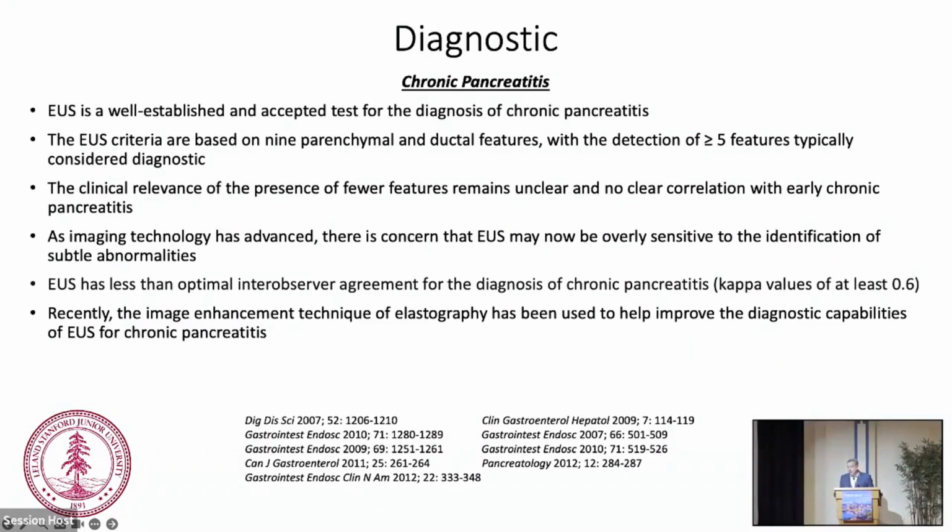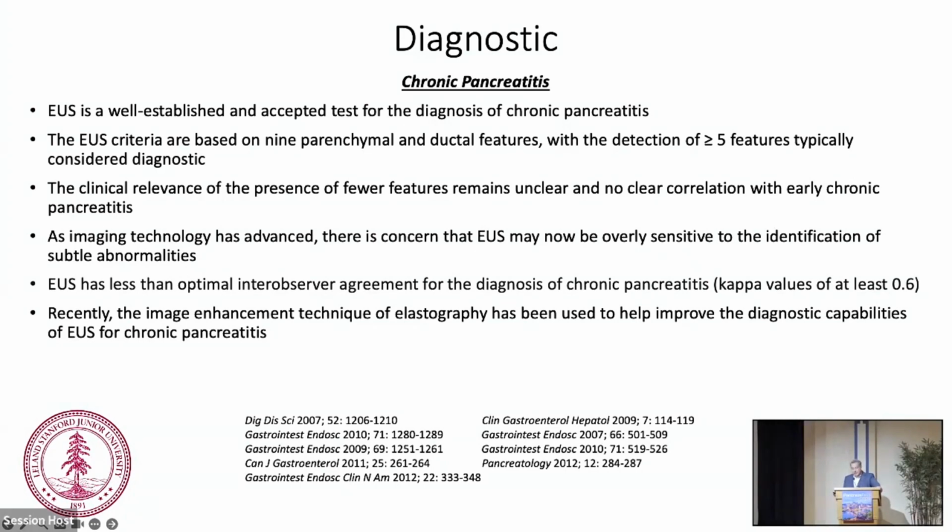So it's a well established and accepted test for chronic pancreatitis. It's based on 9 parenchymal and ductal features, and the detection of at least 5 features is considered diagnostic, although I'll talk a little bit more about that. It remains unclear, now that EUS and imaging is so sensitive, what we are describing with some minor things and what exactly these subtle abnormalities mean. It remains to be seen how we actually use this or not.